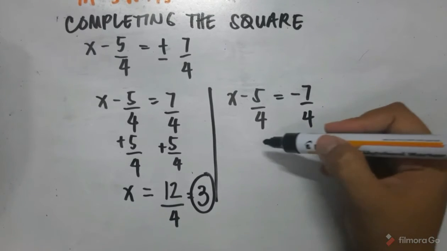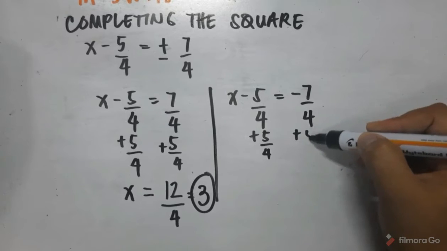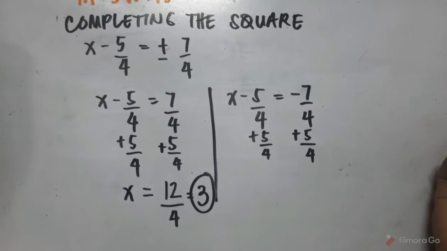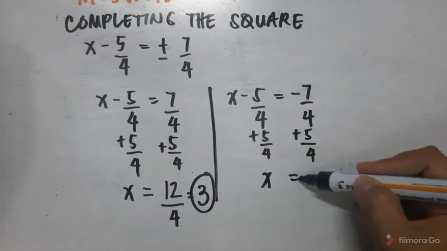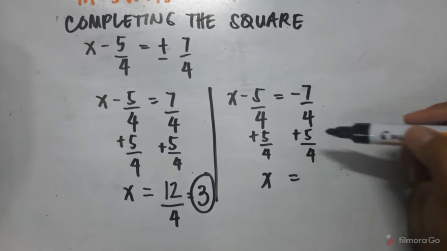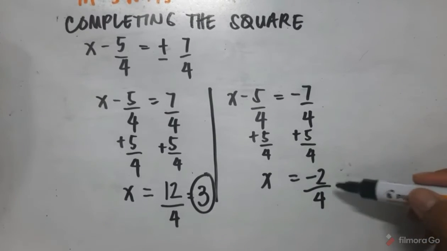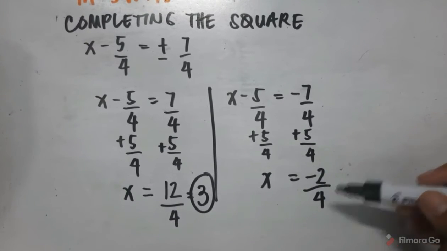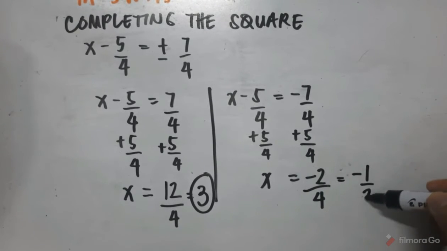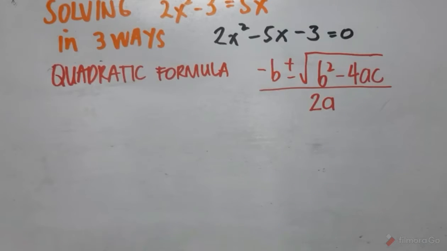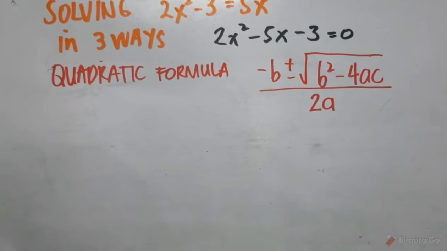On the other side, we have to add 5/4 on both sides of the equation. And then this is 0. We now have x is equal to negative 7 plus 5, which is negative 2 over 4. And the lowest term for negative 2/4 is negative 1/2.